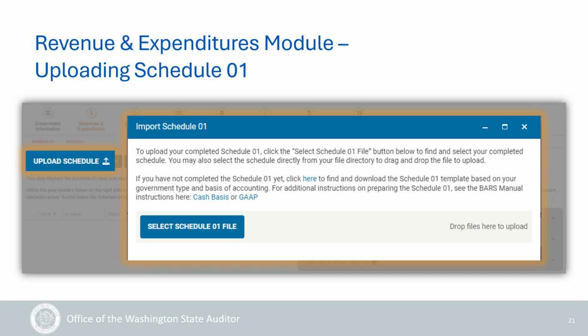This is assuming you have already completed the Schedule 01. If that is not the case, we also provide links to the BARS reporting templates page where you can find the Schedule 01 template for your government type and basis of accounting. There are also links to the Schedule 01 instructions in the BARS manual.